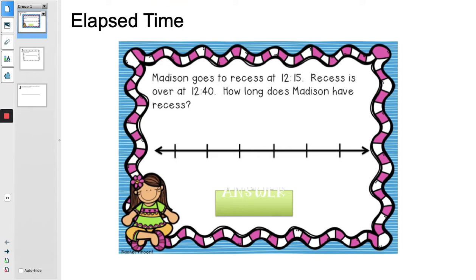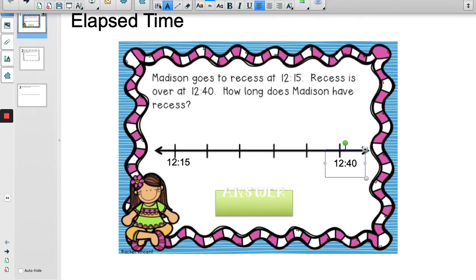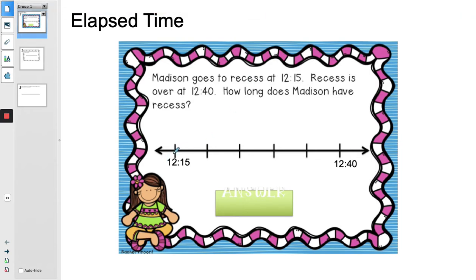So the first thing I'm going to do is put my start time at the beginning of my number line. And my number line is going to help me do my jobs. And at the end of my number line, I'm going to put my end time, 12:40. Now I need to figure out how much time went by. I'm going to choose something that I can easily count by. So I'm going to make a 10 hop.